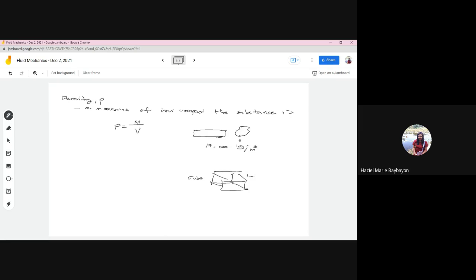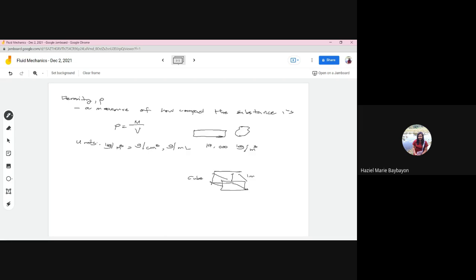So, the unit for density is kilogram per meter cube. You can also use other units. The standard unit in the SI system is kilogram per meter cube, and then we also have grams per centimeter cube in the CGS system, and then we can also use grams per ml, since 1 centimeter cube is just equal to 1 ml.